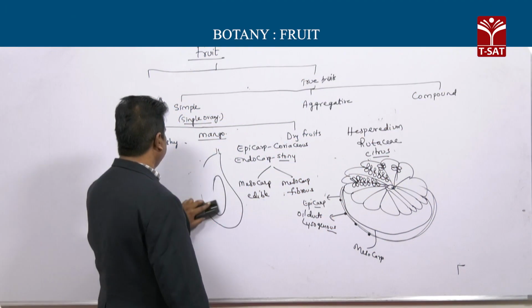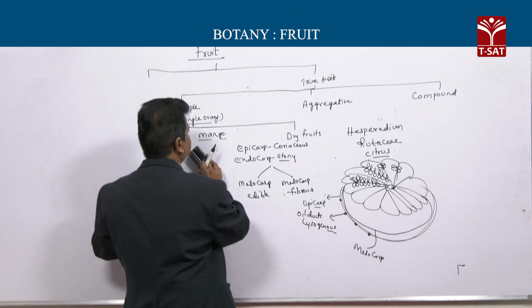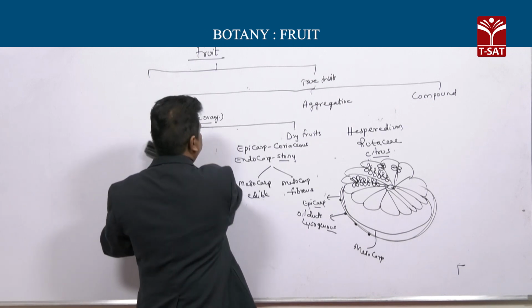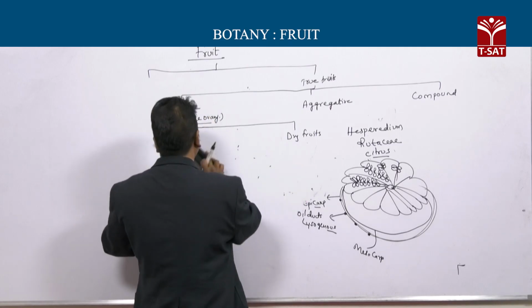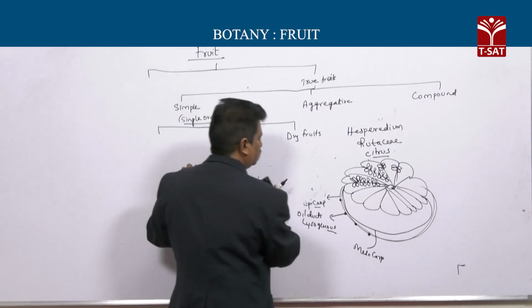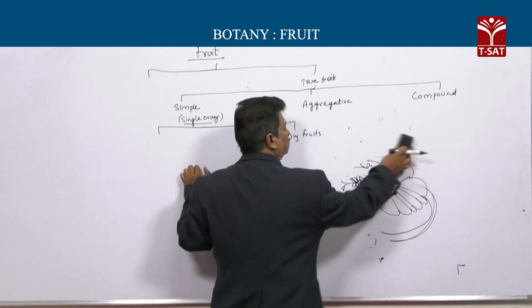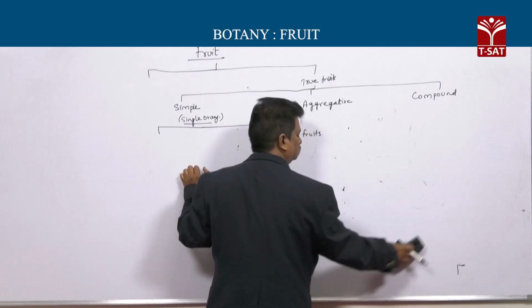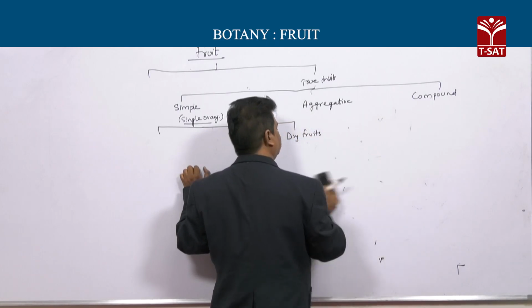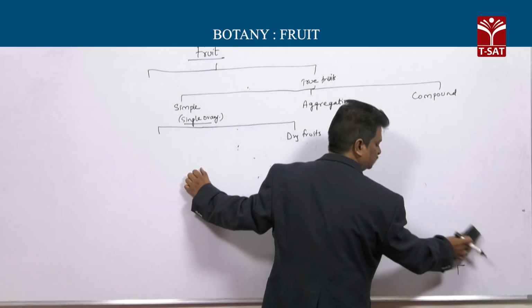Then, next one, dry fruits. Dry fruits means the pericarp is dry at maturity. If the pericarp is dry at maturity, they are called dry fruits. Actually, dry fruits are divided into three groups or three types. One is dry dehiscent.